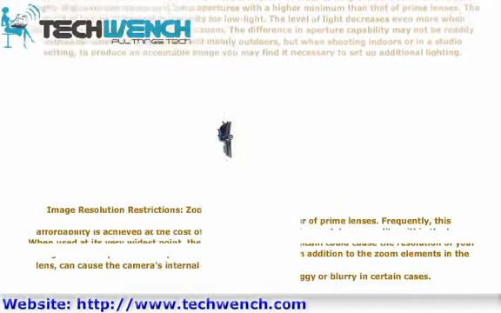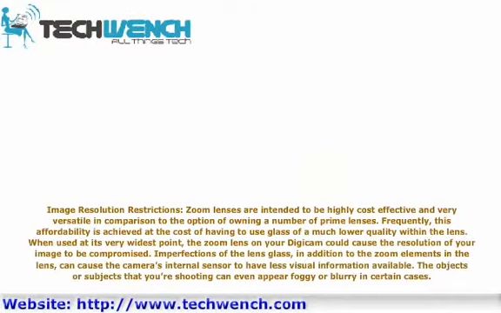Image resolution restrictions. Zoom lenses are intended to be highly cost-effective and very versatile in comparison to the option of owning a number of prime lenses. Frequently, this affordability is achieved at the cost of having to use glass of a much lower quality within the lens. When used at its very widest point, a zoom lens on your Digicam could cause the resolution of your image to be compromised. Imperfections of the lens glass, in addition to the zoom elements in the lens, can cause the camera's internal sensor to have less visual information available. The objects or subjects that you're shooting can even appear foggy or blurry in certain cases.